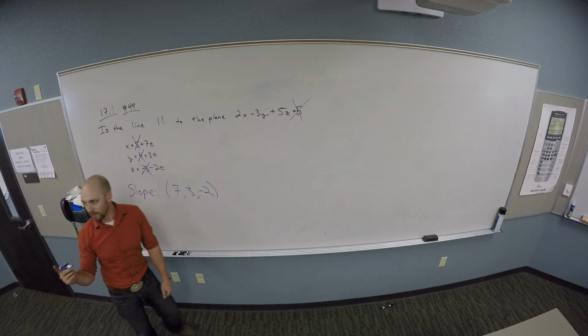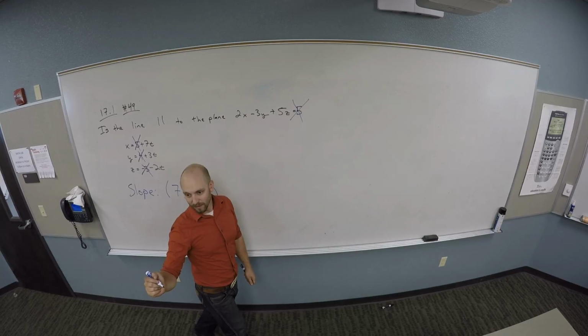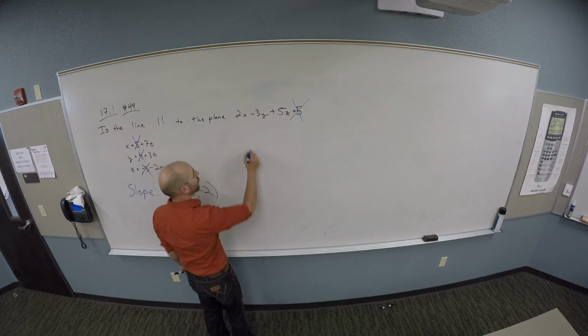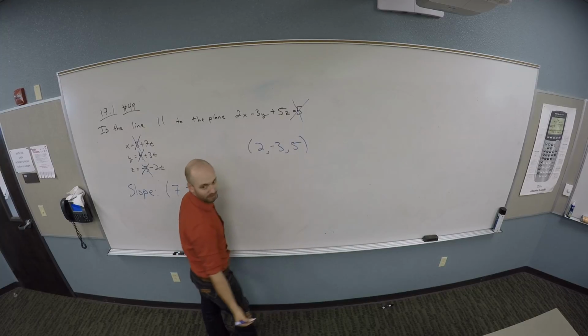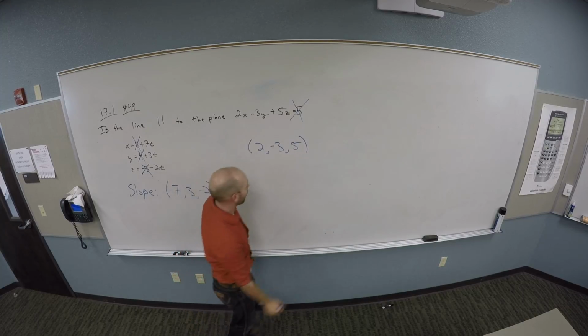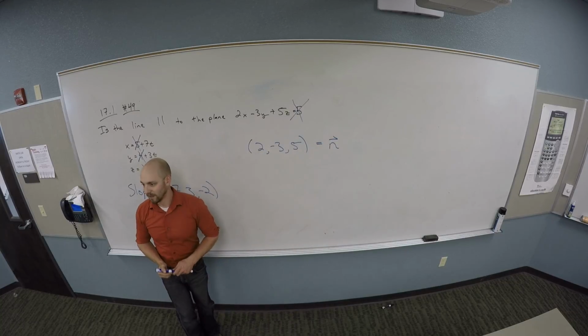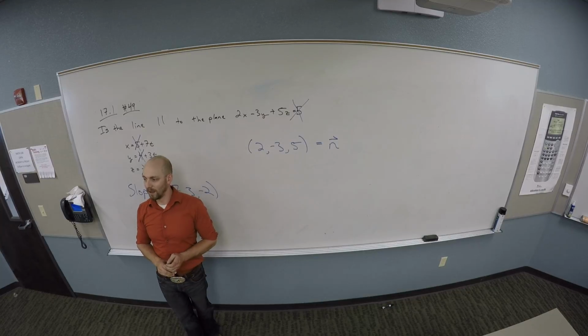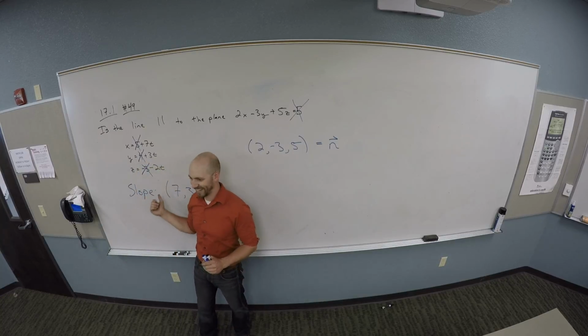So compared to the gradient? The one for the plane is 2, -3, and 5. Ah, so this thing you're reading off, 2, -3, 5, is the normal vector. Don't they have to be multiples of each other to be the same? What does the normal vector do with the plane? It's perpendicular. So if the line slope is perpendicular to the normal, that's parallel to the plane.